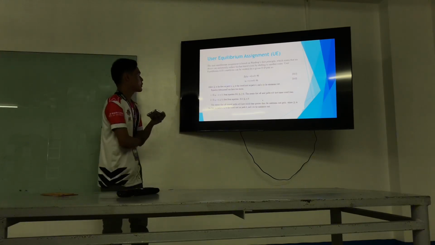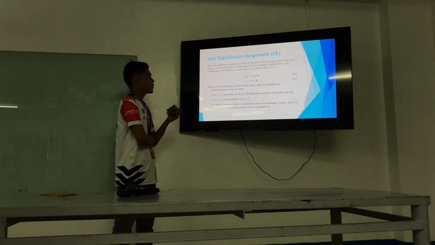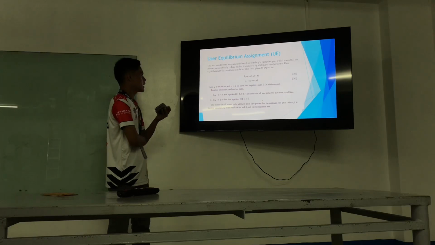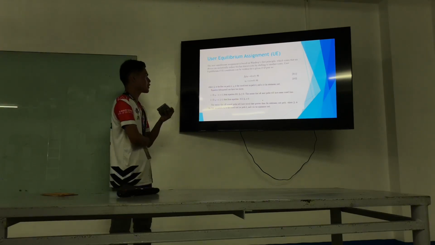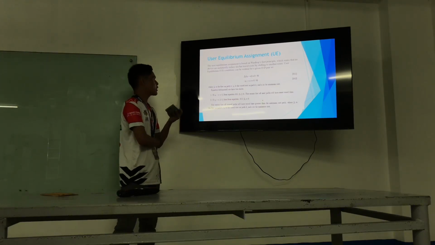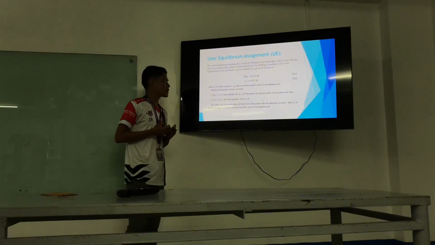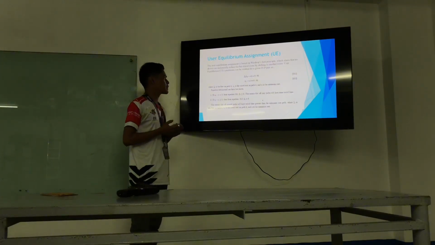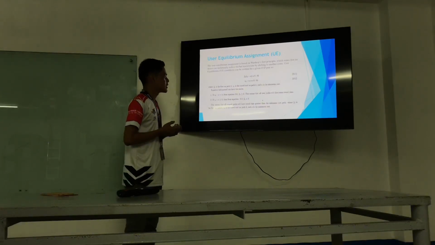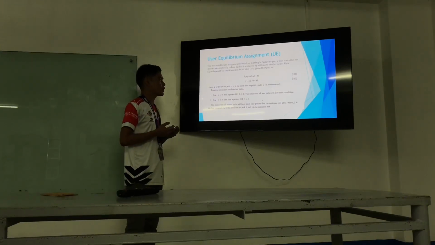Another example is the user equilibrium assignment, which is based on Wardrop's first principle, which states that no driver can unilaterally reduce his or her travel cost by shifting to another road. So user equilibrium conditions can be written for a given origin-destination pair as: f sub k times (c sub k minus u) equals 0, and c sub k minus u is greater than or equal to 0.